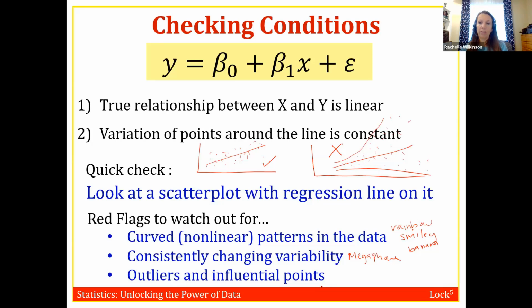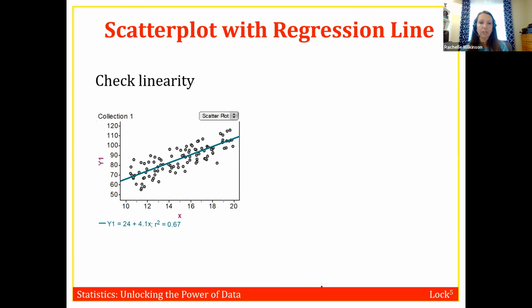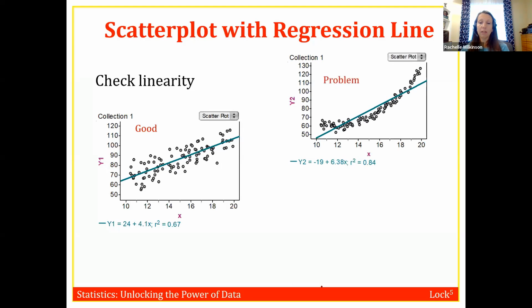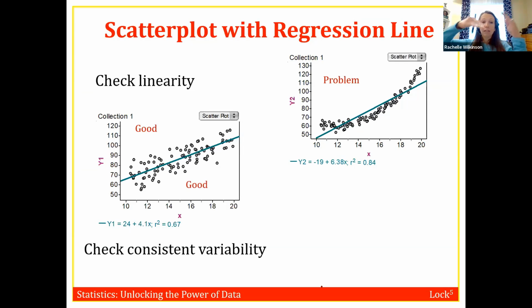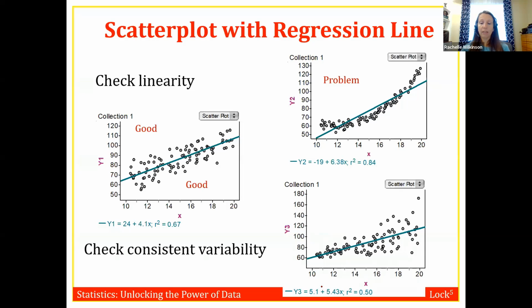And then we have to check for outliers and influential points as well. So here's some examples. If I'm checking for linearity, then this graph over here would be good. You can see the pattern of the points is definitely linear, passes the fat hot dog test. This one up here would be bad, because that one has more of a banana shape. If I'm looking for constant variability, again, my graph over here on the left is good because the points are bouncing around on both sides of the line about the same. And this one down here in the bottom right would be bad because we can see that it has the megaphone shape.